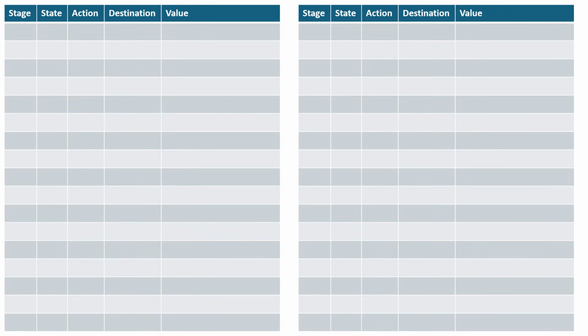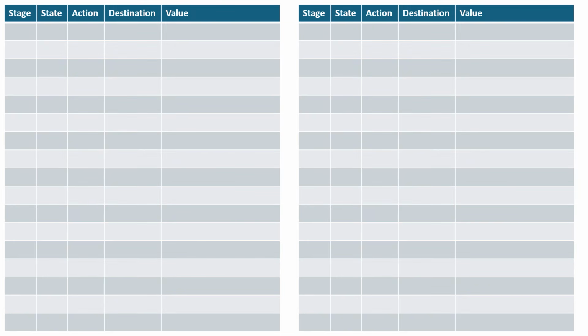So the first thing we're going to do is set up our normal headings, which are stage, state, action, destination, and value. This is quite a long question, and I find for these allocation questions in particular that it is easier to fill in the stage, state, action, destination first and come back and do value.